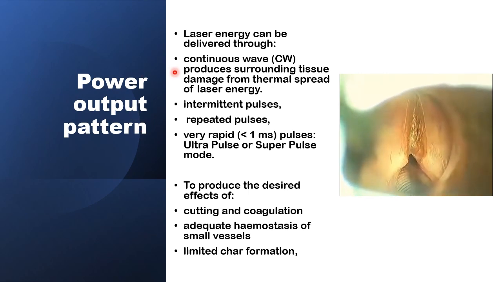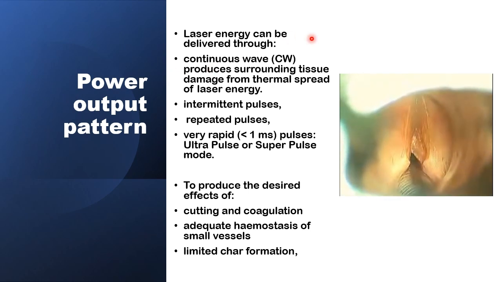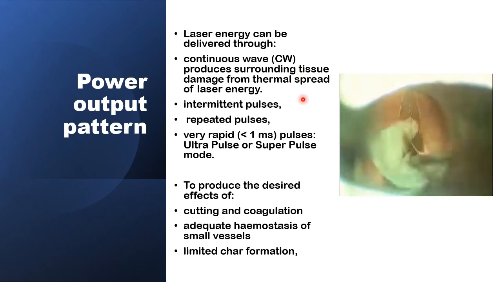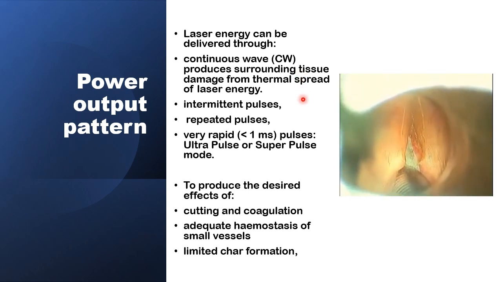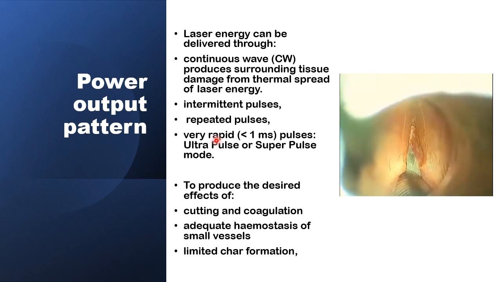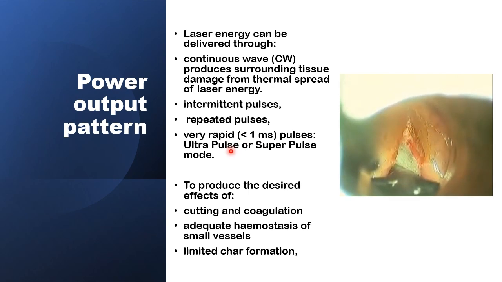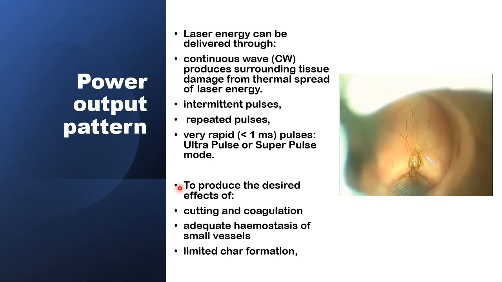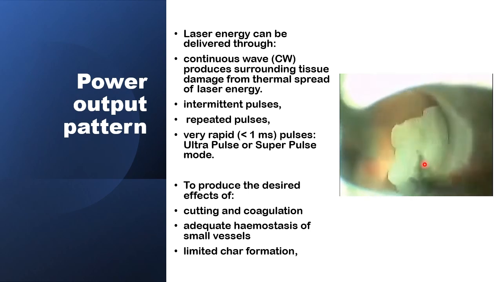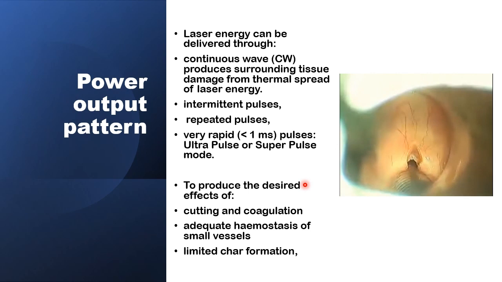It can be continuous, like continuous flow of energy through the laser machine, or it can be pulsed, intermittent pulses of the energy. And these pulses can sometimes be very rapid, less than 1 millisecond, like the ultra pulse or the super pulse mode. The aim is to produce the desired effect of cutting or coagulation with adequate hemostasis of the small vessels and limited char formation.